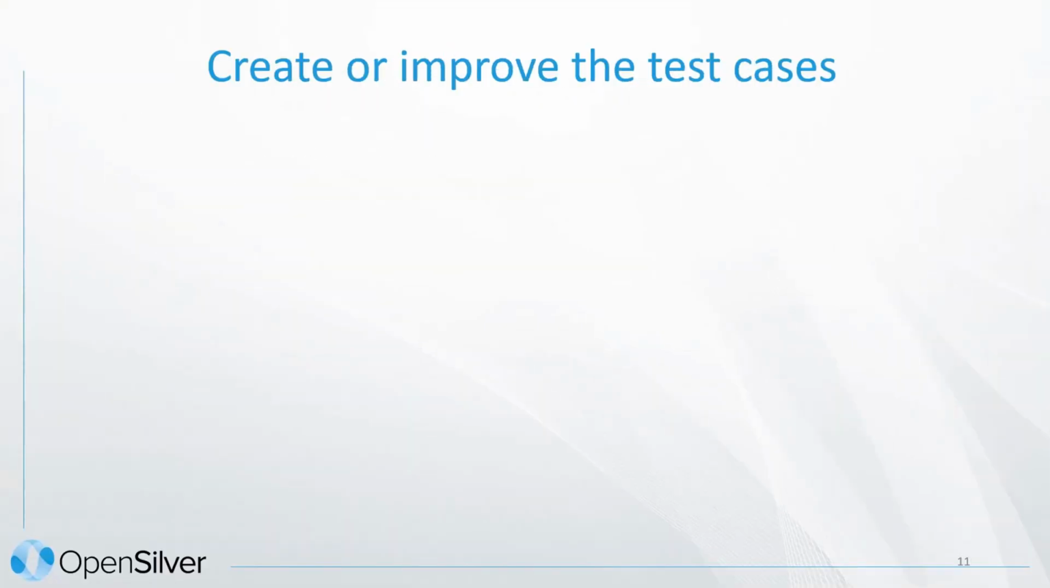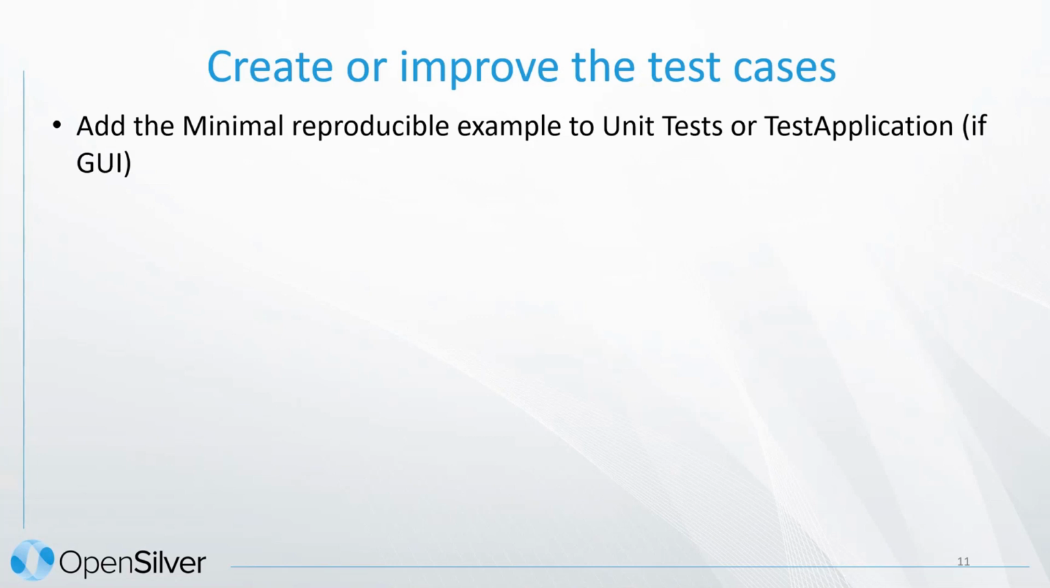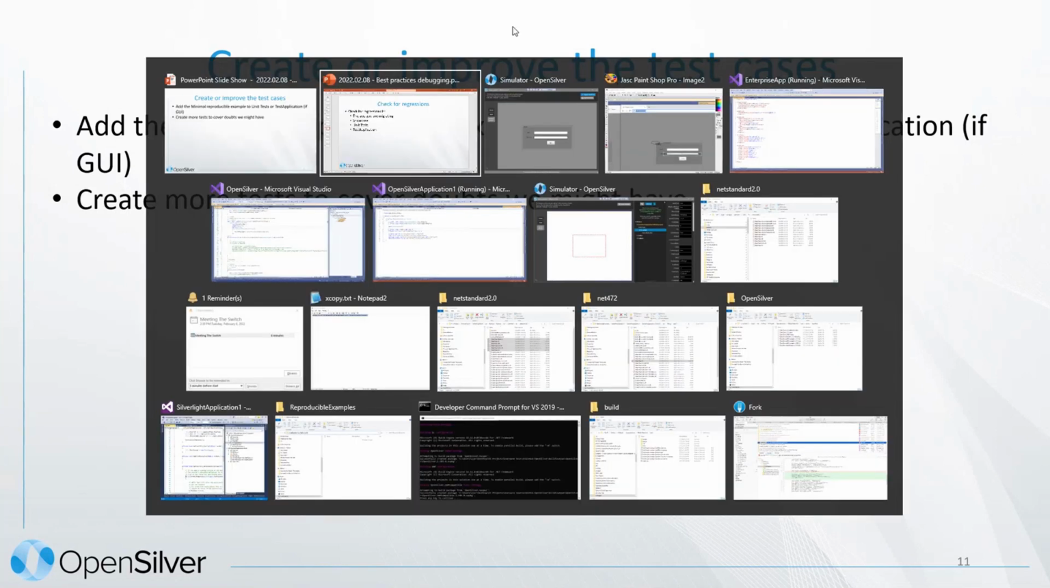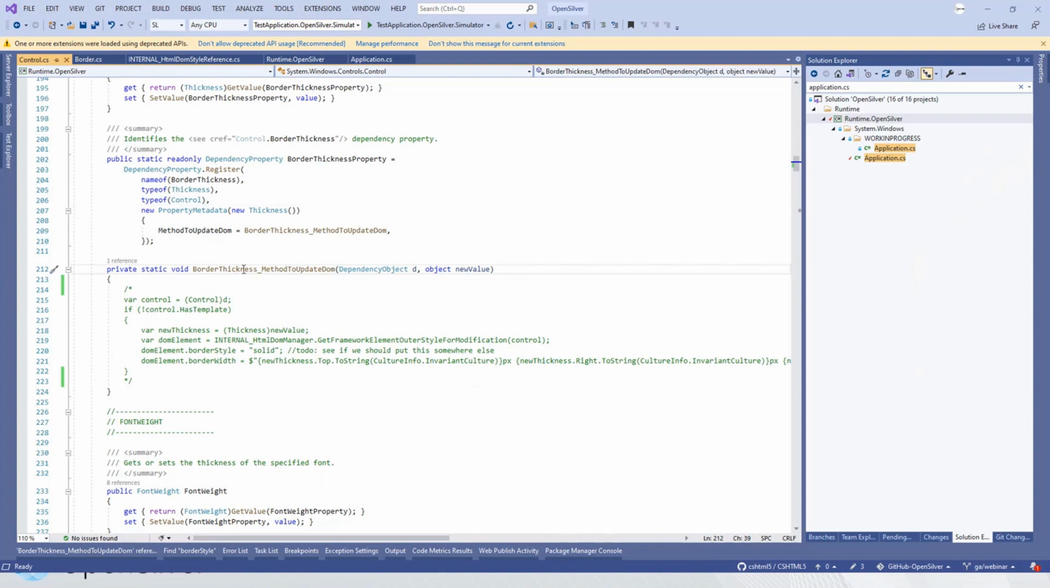Next step is create or improve the test cases. Now that we have a minimal reproducible example, we may want to add it in the unit test or the test application if it's UI related. And we need to create more tests to cover bugs that we may have. So in our case, what bugs may we have? We have commented out the border thickness. So this maybe will break the border thickness when it's applied to other controls.